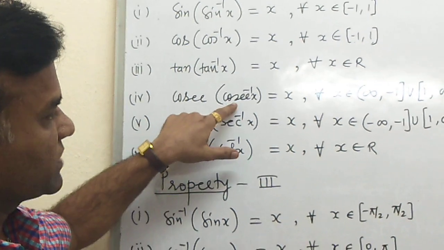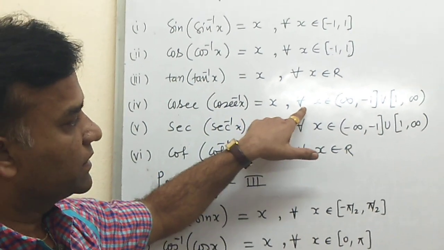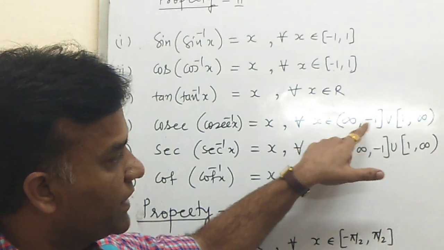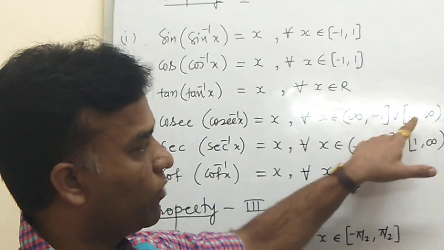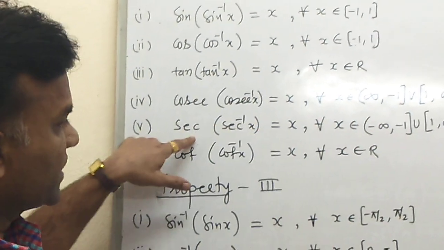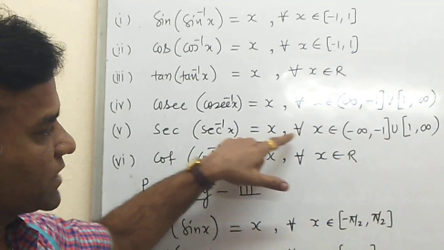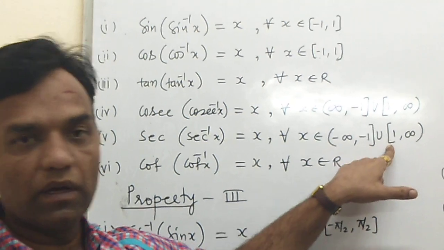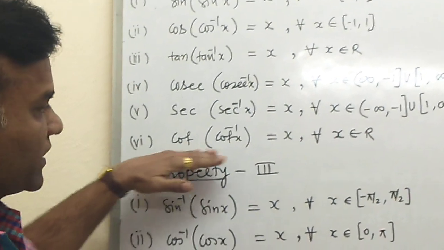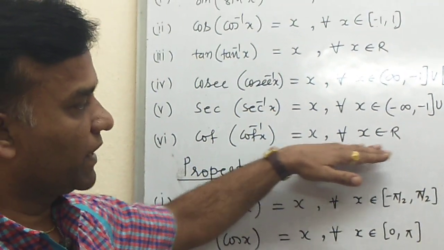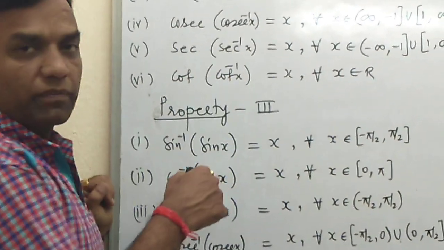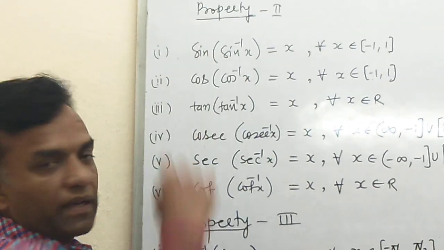And cosec of cosec inverse x is also x, but for all x belonging to -infinity to -1, union 1 to infinity. And sec of sec inverse x equals x for all x belonging to -infinity to -1 union 1 to infinity. Similarly, cot of cot inverse x equals x for all x belonging to R. And then property 3, the opposite of this: now inverse trigonometry with trigonometry.